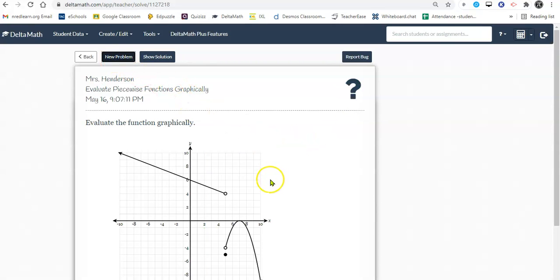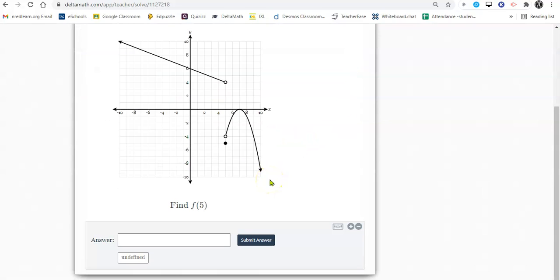Let's do one more. Find the value of the function when the x input is 5. So here's 5 right here. And again, just like last time, there's more than one value, but only the solid point counts. So this point right here has a value of -5, right? Has a value of -5. So the answer for f of 5 is -5.